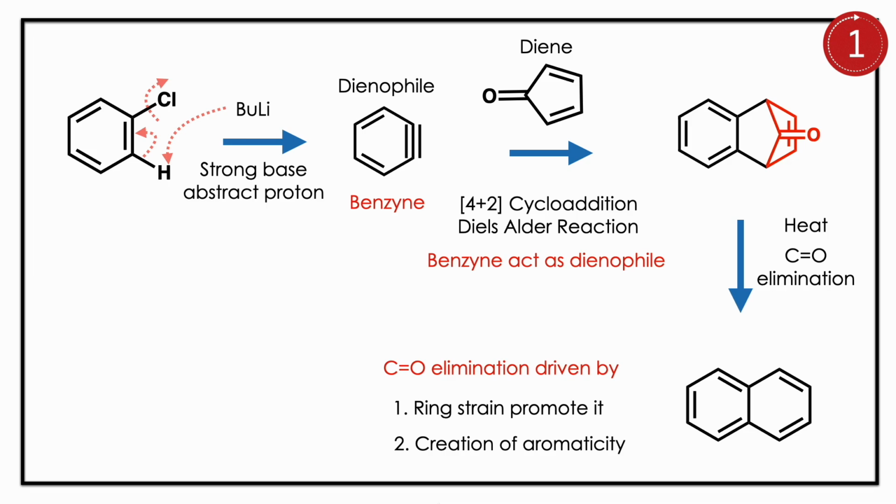Benzyne, as we discussed already, is a dienophile. It can react with the diene. It forms 4 plus 2 cycloaddition. Finally, CO will be eliminated. You have naphthalene there. Here, the whole reaction is promoted by the ring strain as well as aromaticity. The concept you outline here is that benzyne can act as the dienophile.